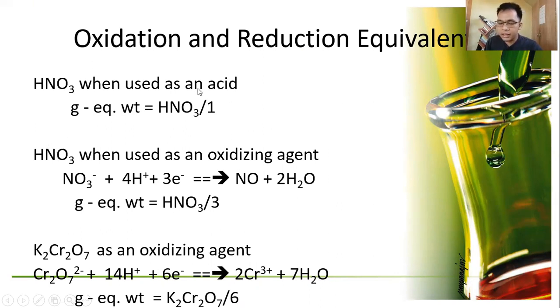Kapag as an acid to. Kapag ginamit mo siya as an oxidizing agent, ito yung magiging reactions natin. So, the equivalent weight will be 3 negative. So, ba't ganun? Ba't ang gulo nyo kanina? Kasi nga, guys, ginagamit yan kapag acid lang, itself to determine the normality. But when you use it as a titrant, as an oxidizing agent, dedetermine nyo na yung electrons. Oxidizing agent.